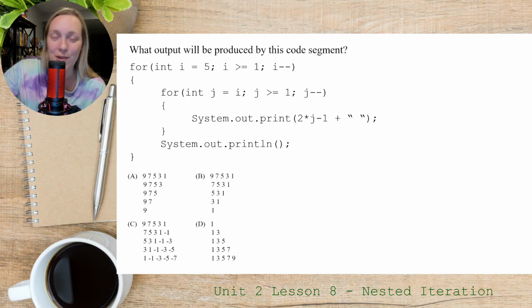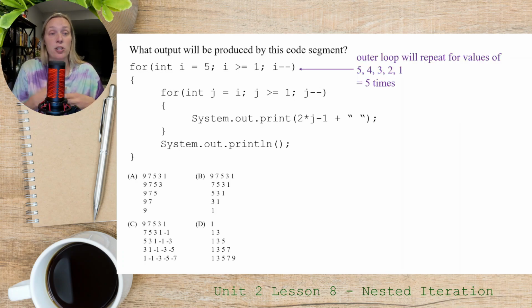You probably already know how to eliminate in a set process. You can just start tracing through, understanding what's being printed and eliminating choices along the way until you're left with the correct one. So I'm going to start off. The outer loop will repeat for the values of 5, 4, 3, 2, 1. So the outer loop repeats 5 times.